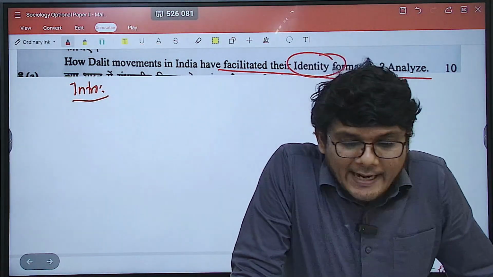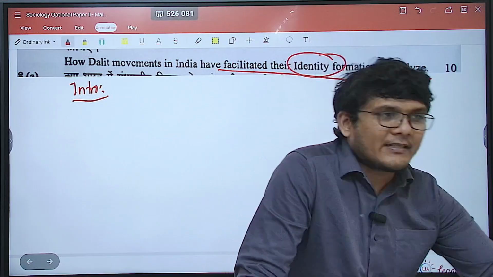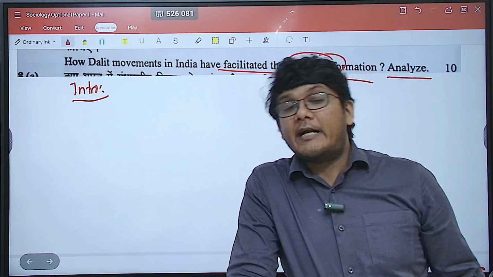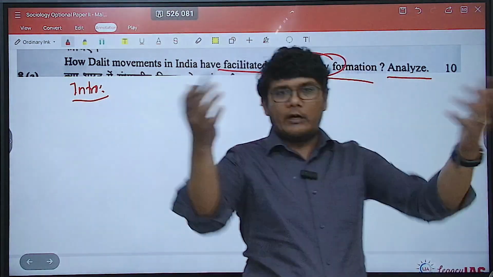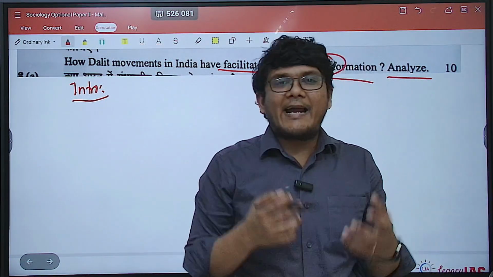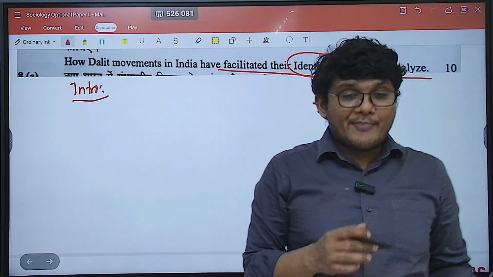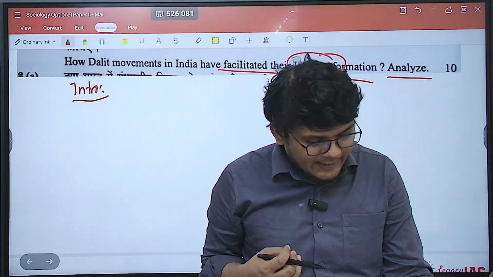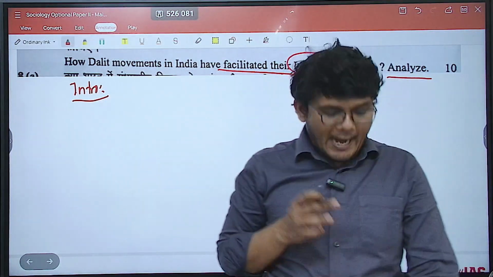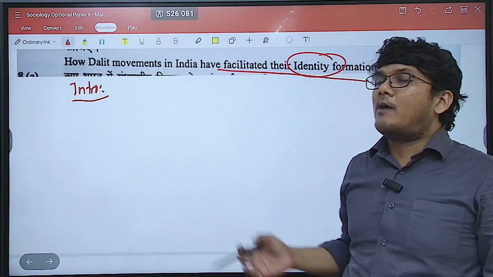How do they identify themselves? They were considered the untouchable caste, to an extent outside the fold, right? So now, what is their identity? That itself is a question. So they wanted to establish their identity first, and to establish their identity, they came up with the Dalit movement.